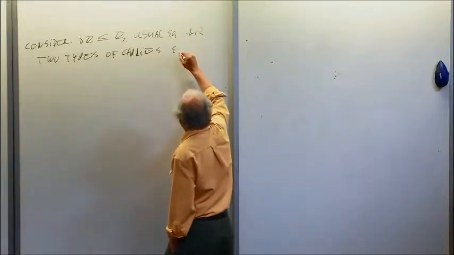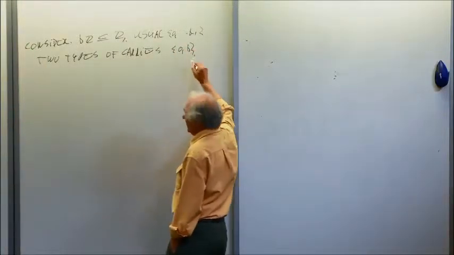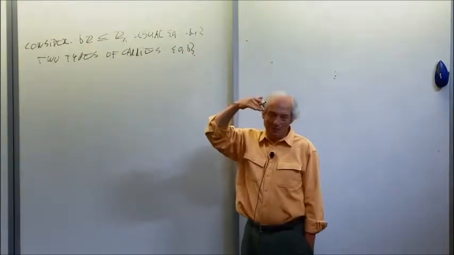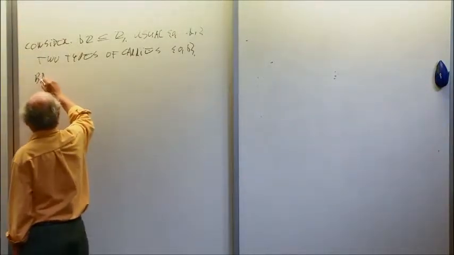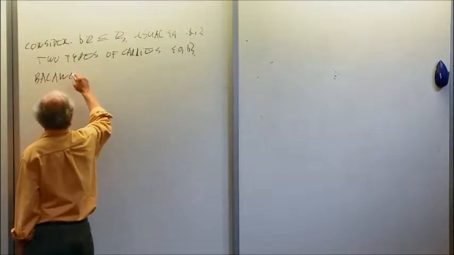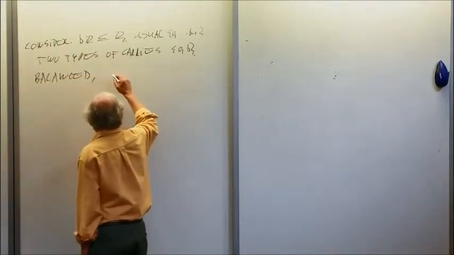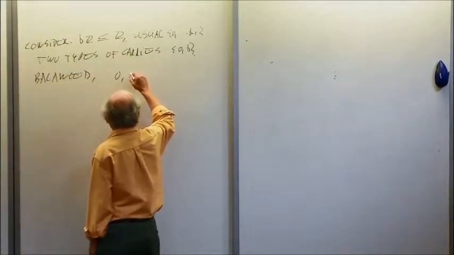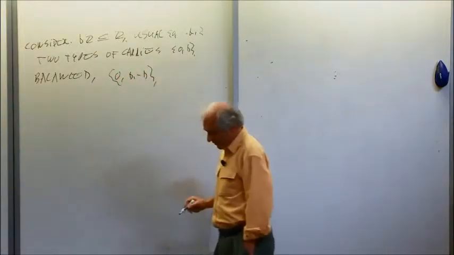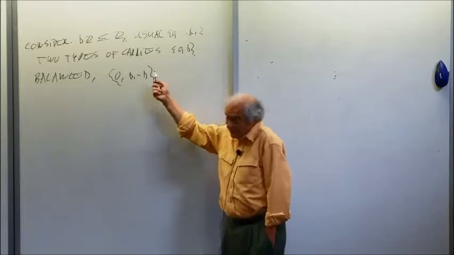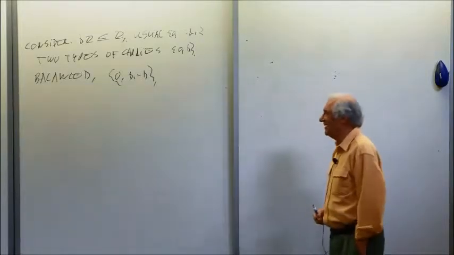Namely 0 and B. For the balanced coset representatives, there were three kinds of carries: 0, B and minus B. And that's the truth.